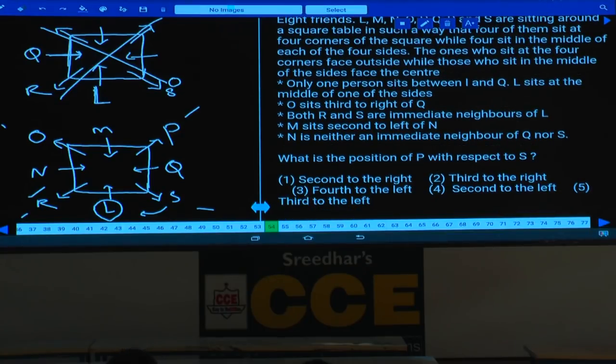Then question number 54. And what is the position of P with respect to S? P with respect to S, S is away from the center. 1, 2, P is seated second to the left. P is seated second to the left, that is choice 4.